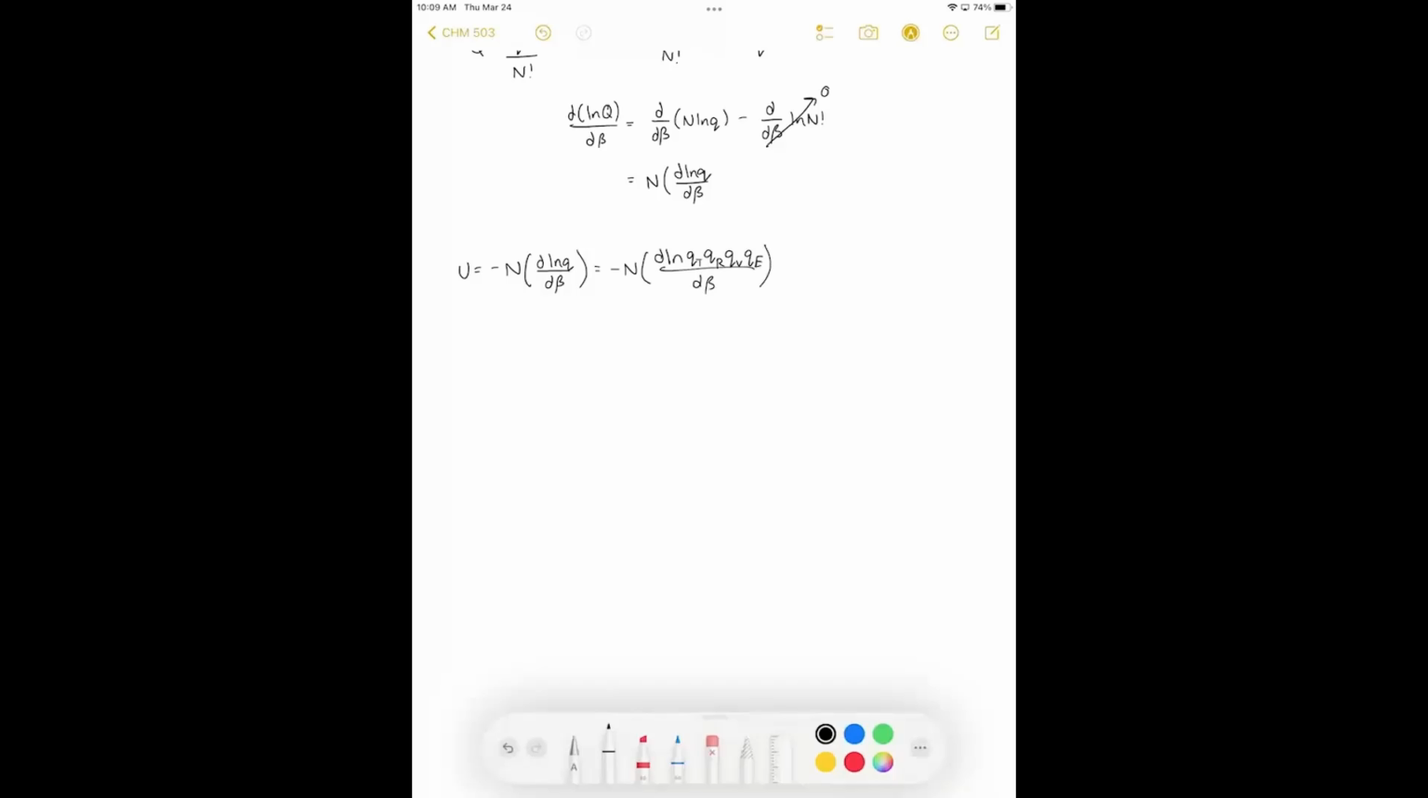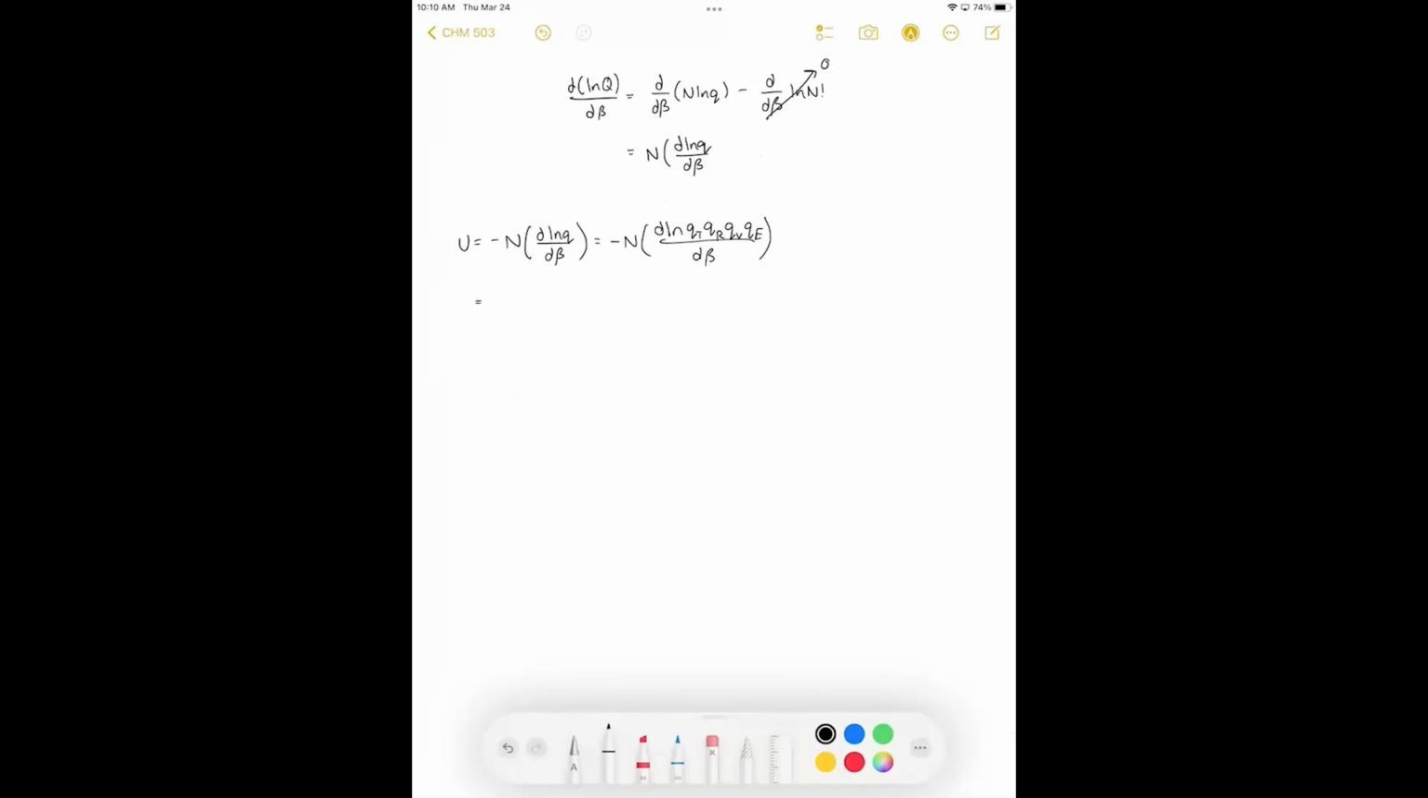And what we can do with this, using log properties, we can say that this is equal to negative n times the derivative of the natural log of the translational partition function with respect to beta, plus the derivative of the natural log of the rotational partition function with respect to beta, and then continue on for all of our partition functions. We also have the vibrational and the electronic.